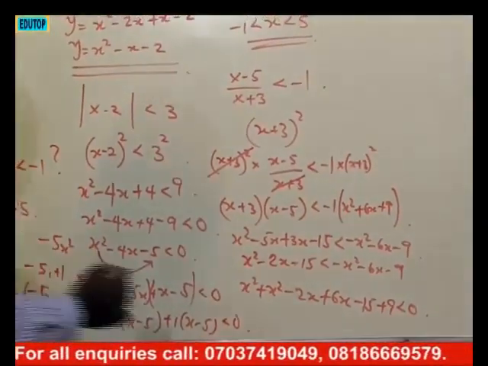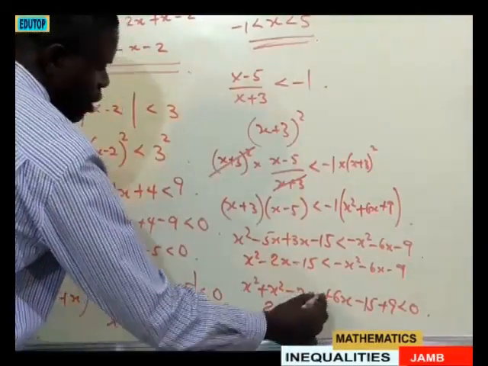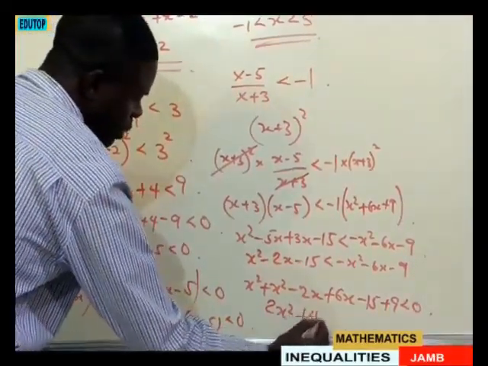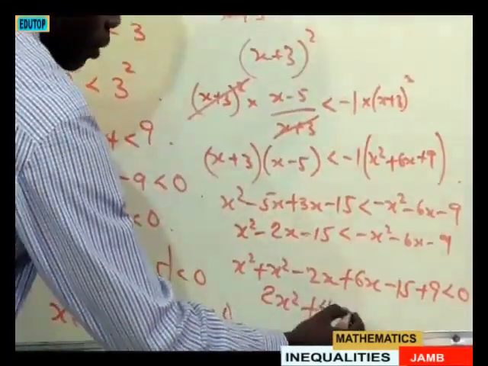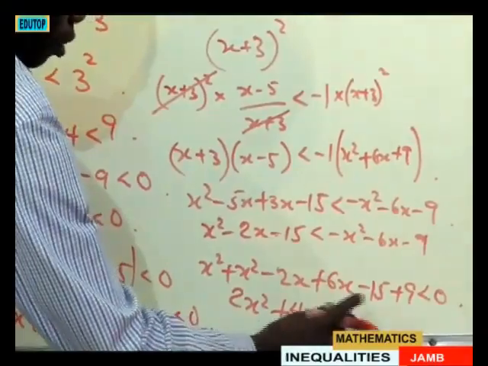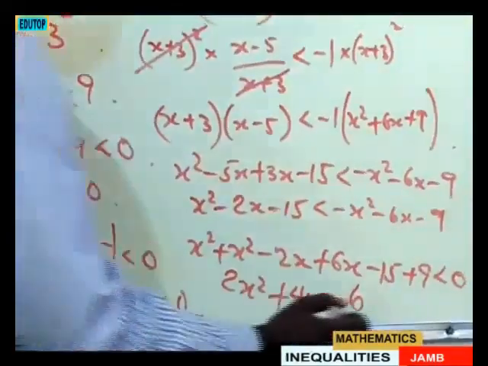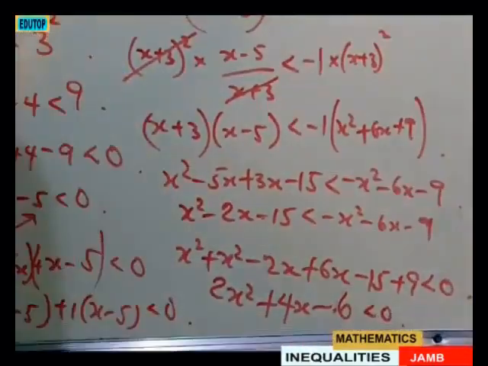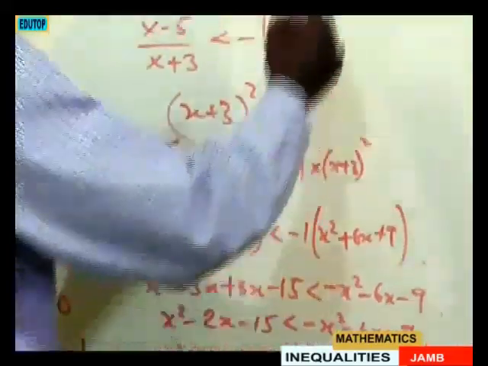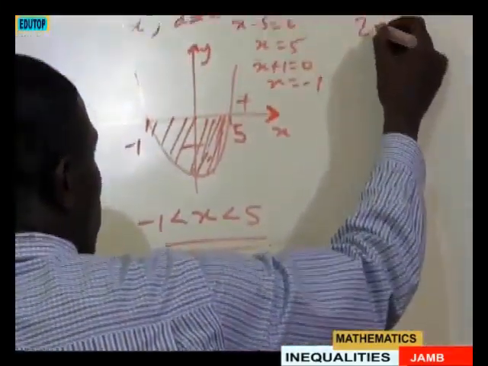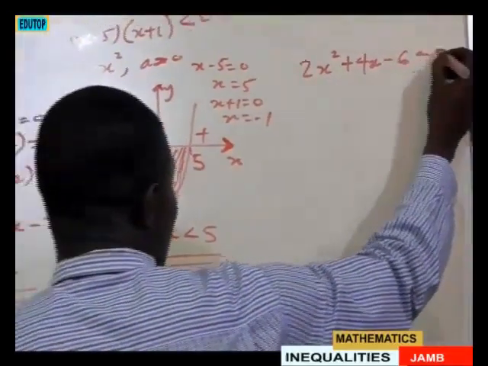So in this situation, x squared plus x squared, that becomes 2x squared. Minus 2x plus 6x, that becomes plus 4x. Minus 15 plus 9, that becomes minus 8. No, minus 6. That becomes minus 6. So that is what? Less than 0. So if you look at what you have here, you discover that there is a common number, 2x squared plus 4x minus 6 is less than 0.